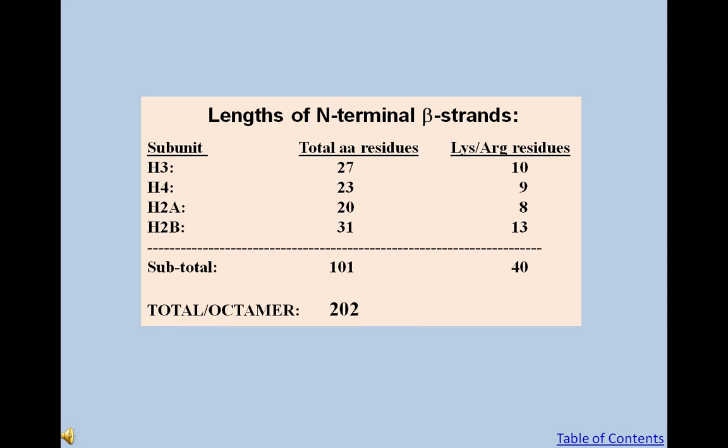What we're interested in at the moment is the penultimate number in the first column, the sum total of the amino acid residues in the N-termini of all 4 unique histone subunit types combined, that is, H3 plus H4 plus H2A plus H2B, and that number is 101. But that is not the total number of N-terminal amino acid residues per octamer, because the octamer contains 2 of each subunit type. So, the total number of amino acid residues in the N-termini of all 8 histone subunits combined is twice as high, namely 202.